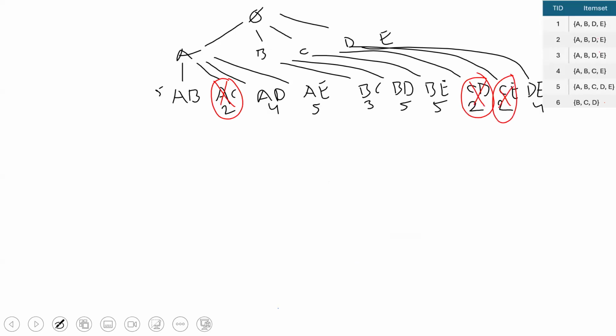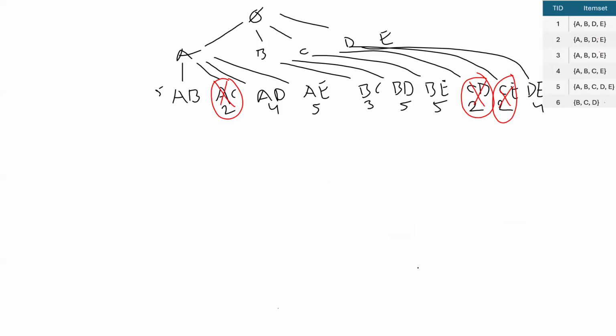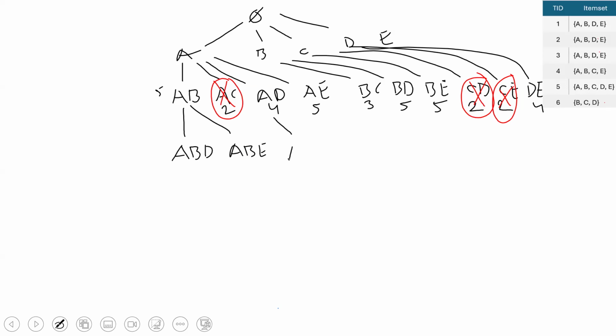Okay. Now let's come back to the next combinations, which are ABD, ABE, ADE. Then comes BCD, BCE, BDE. Right? These are the things.